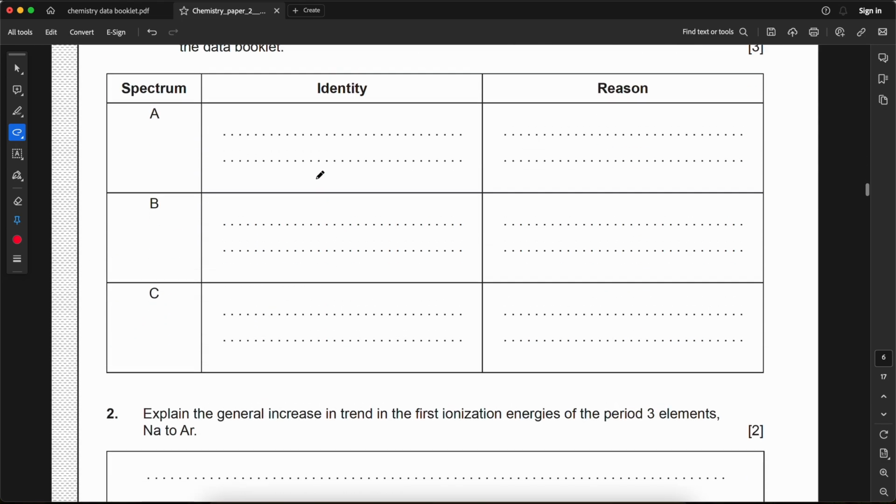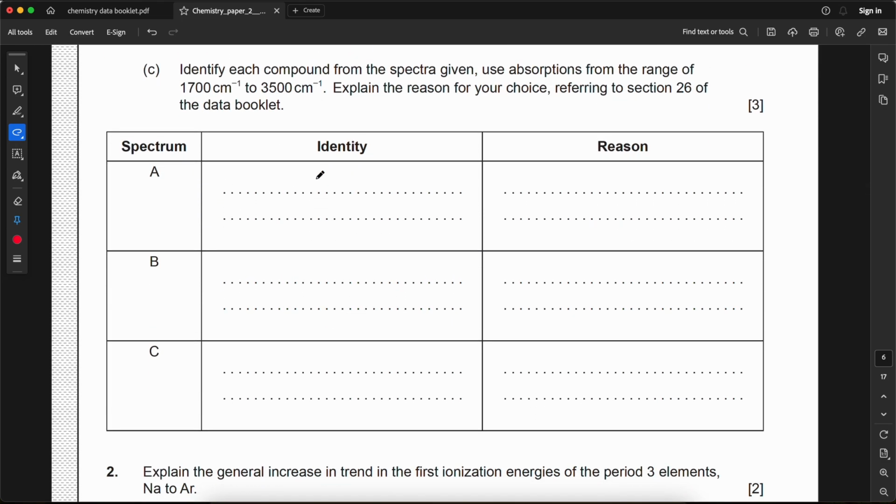So let's answer the question. Identify each compound from the spectra given. Use absorption from the range of 1700 centimeter to the power -1 to 3500 centimeter to the power -1. Explain the reason for your choice, referring to section 26 of the data booklet. So the first one, it's propan-1-ol, because there's presence of OH in alcohols, peak in 3200 to 3600 centimeter to the power -1.